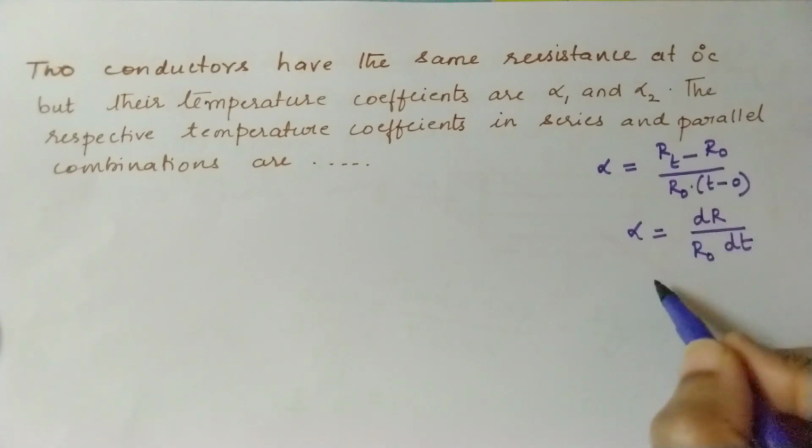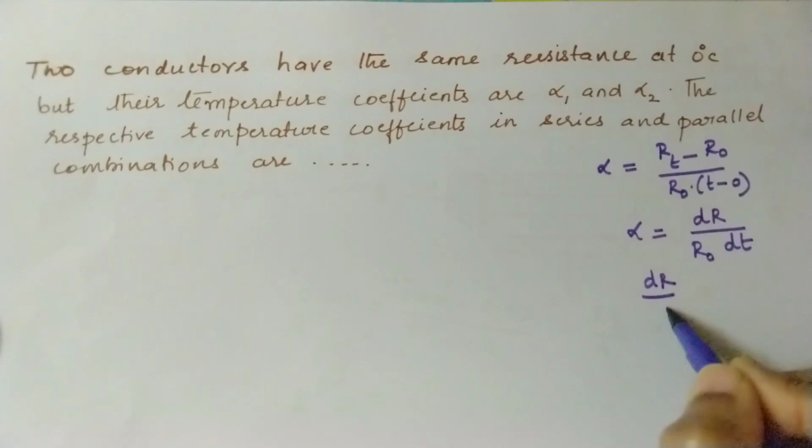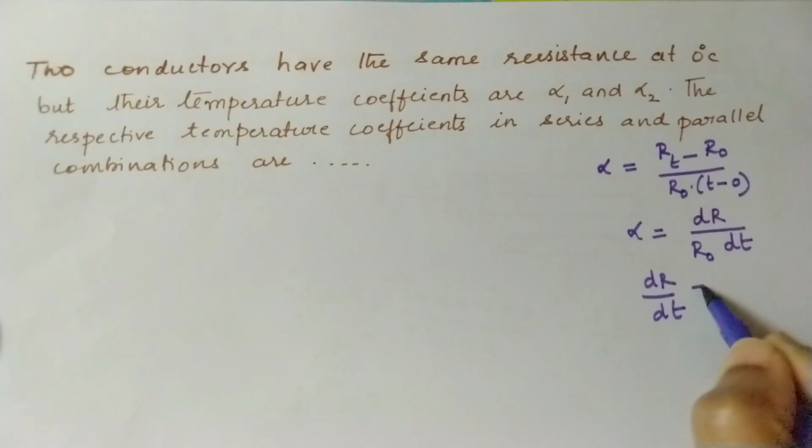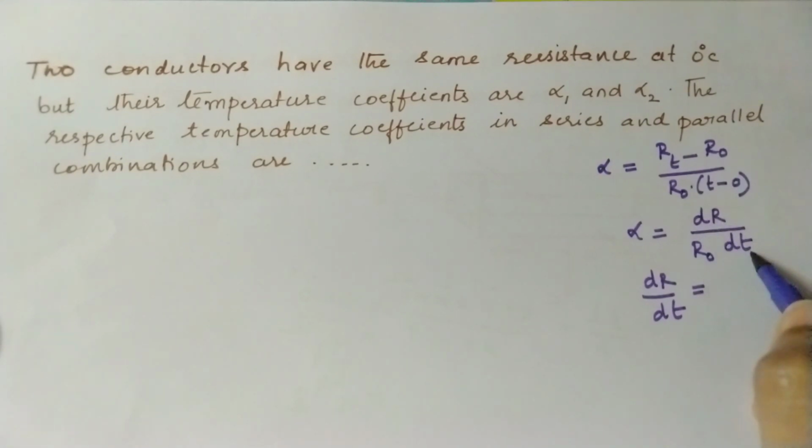So from here, remember, what is dR by dt equal to? Variation of resistance with temperature. We can write it as alpha into R naught. Call this equation 1. Okay, we'll be making use of this for finding the answer.